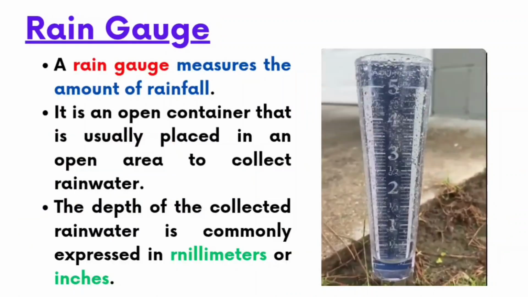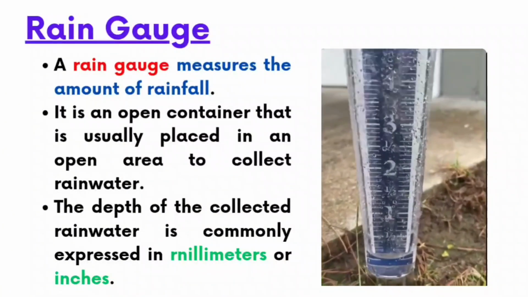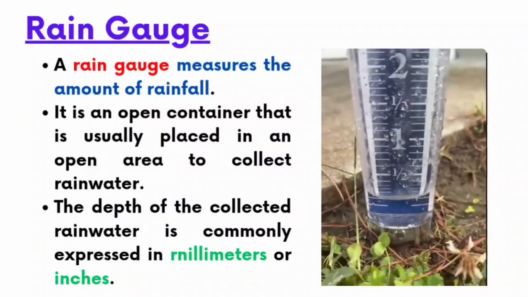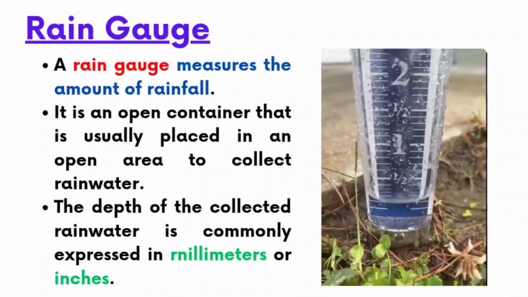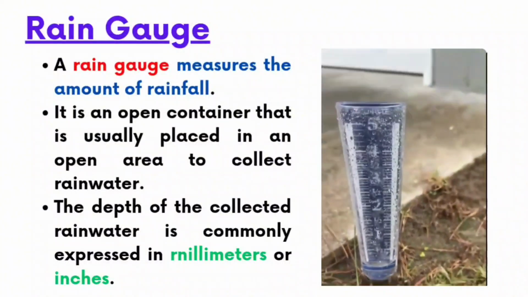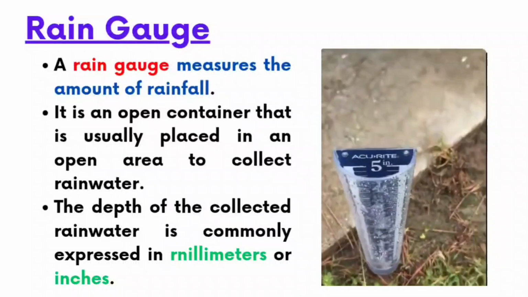Rain gauge. A rain gauge measures the amount of rainfall. It is an open container that is usually placed in an open area to collect rainwater. The depth of the collected rainwater is commonly expressed in millimeters or inches.